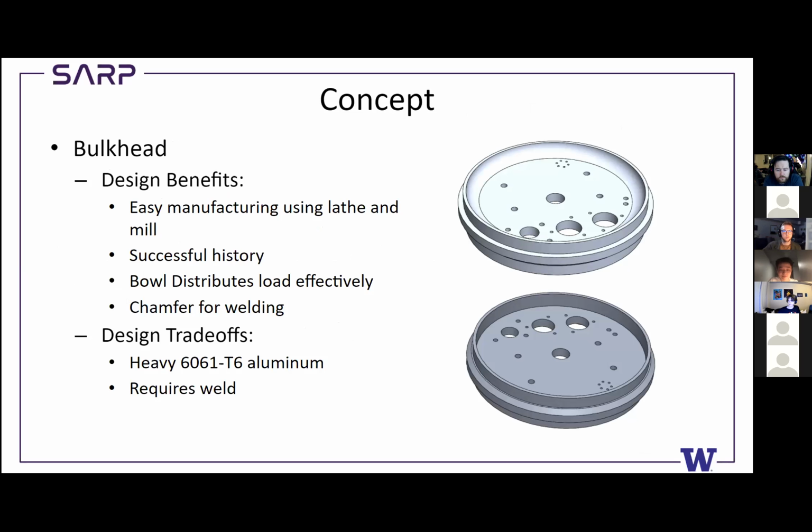So our concepts start with the bulkhead. The design benefits, it's really easy to manufacture. We just need a lathe and a mill. It doesn't take too long. We're almost done with it already. It has a successful history. It's just kind of a variation of ones we've already flown and won competitions with. The bowl feature distributes the load really well, so it's allowed us to reduce the weight a little bit. And there's a weld chamfer, so it's easy for post-processing.